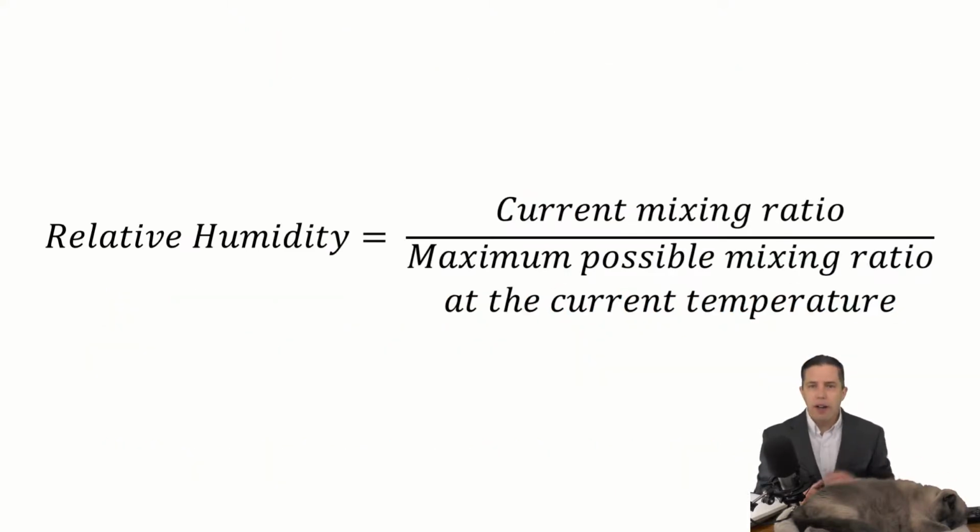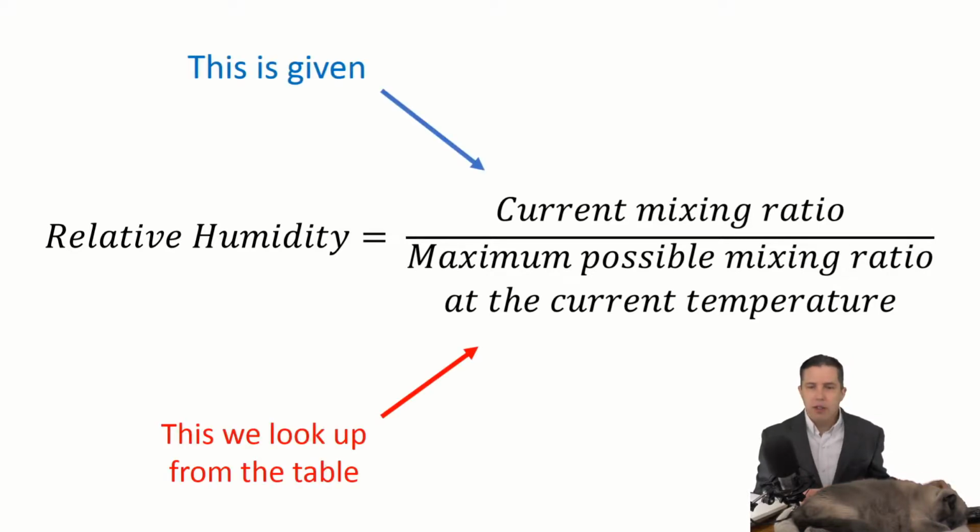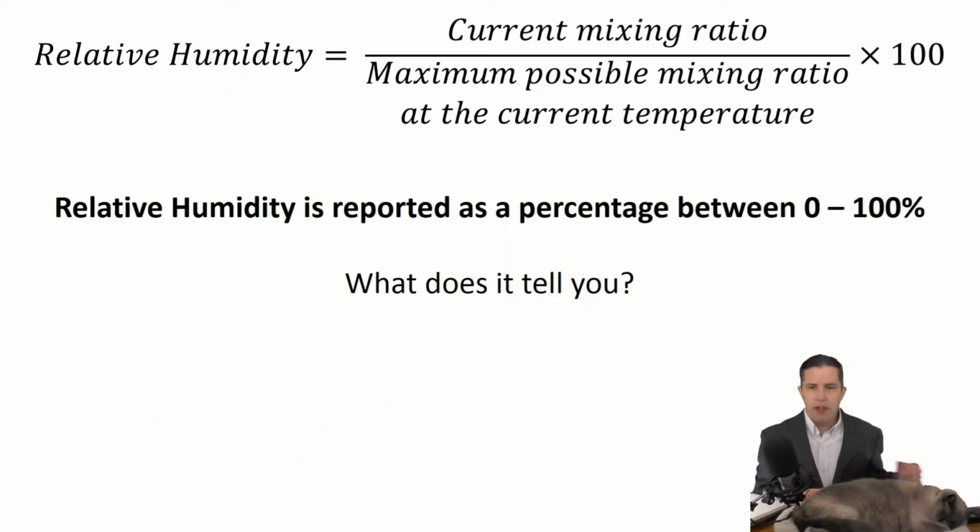We can define relative humidity as this fraction, where we're looking at the current mixing ratio on the top divided by the maximum possible mixing ratio at the current temperature in the denominator. Now, for this class, generally speaking, you're going to be given the top, the current mixing ratio. And the bottom number, we're going to have to look up from the table that we had last time. Then we take that fraction and multiply it by 100 to turn it into a percent. So relative humidity is given as a percent between 0 and 100%.